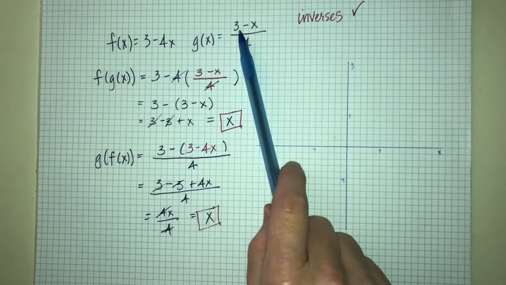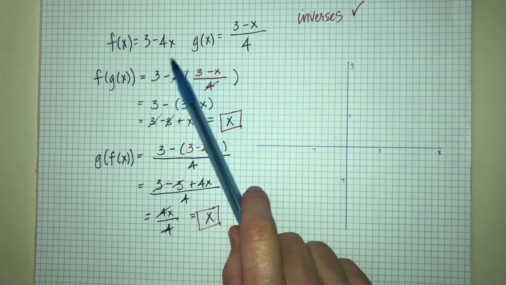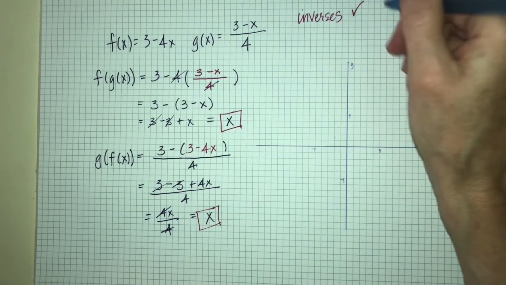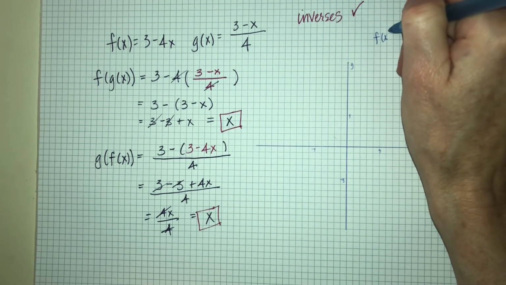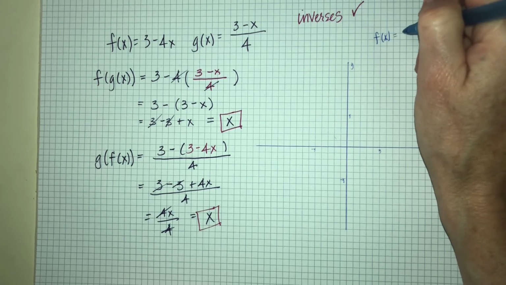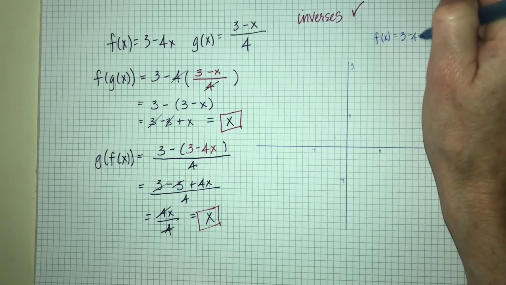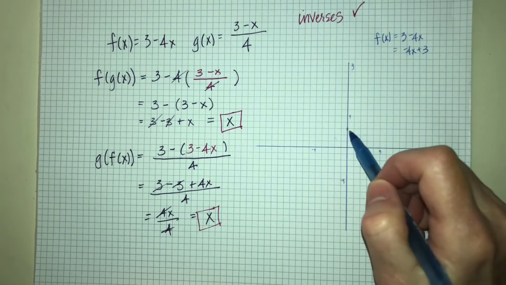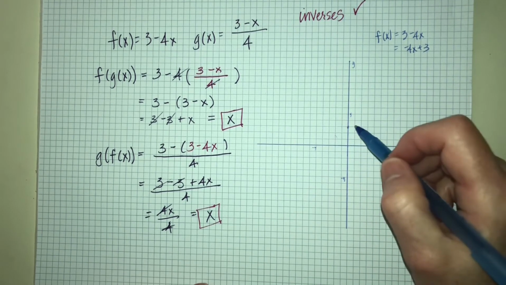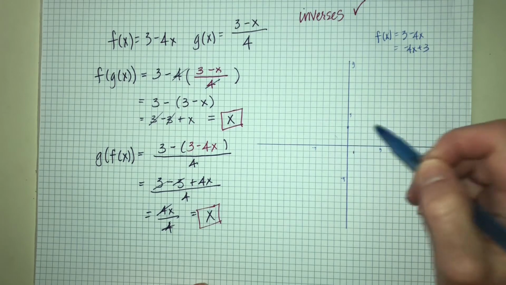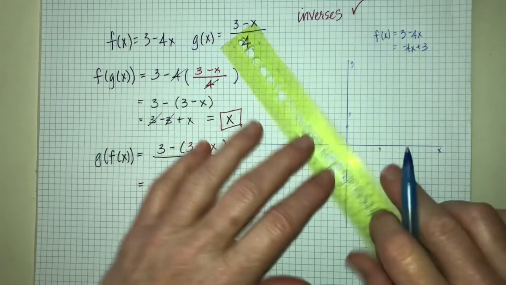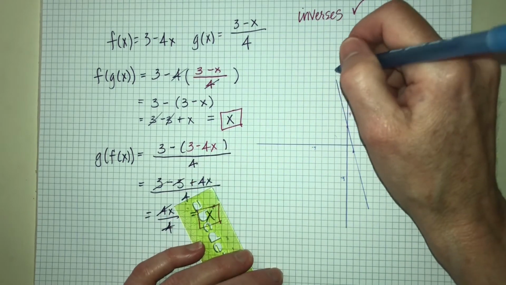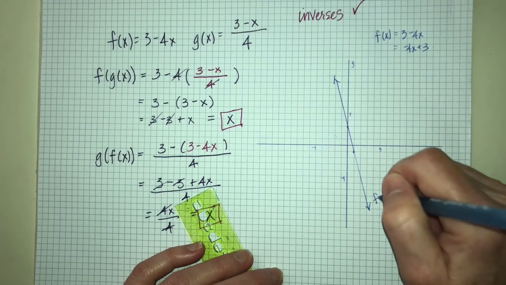What do the graphs of these functions look like? Because graphs of inverses have a special characteristic. Well, first I'll set each one up in y equals mx plus b format, because they're both linear functions. So f of x equals 3 minus 4x, and I can rewrite that as negative 4x plus 3. So to graph that, I know the y-intercept is 3, the slope is negative 4, so I go over 1, down 4, etc. So this would be the graph of f of x, so f.